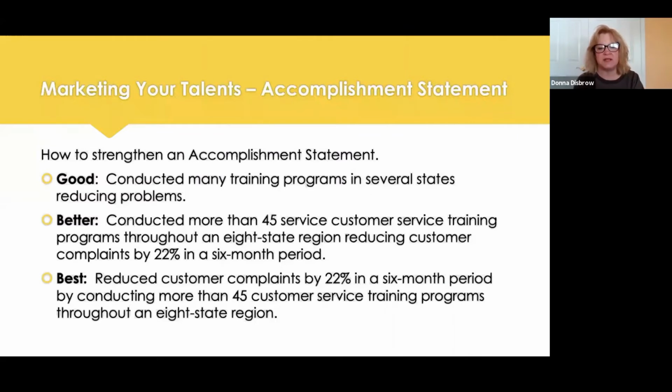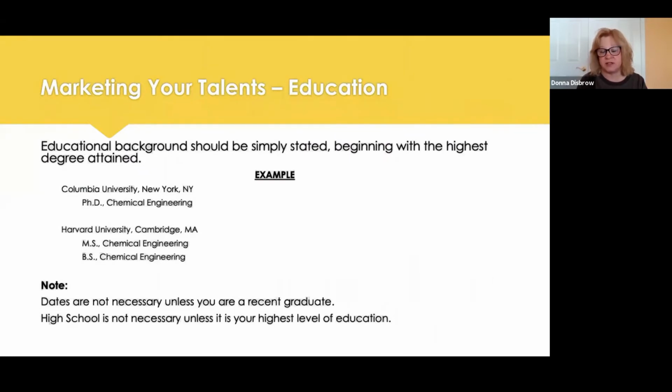It includes all the elements. But what it doesn't do is start off with what you accomplished. So if you flip that around and start with what people want to know, right? They want to know what you can do for them. It starts with reduced customer complaints by 22% in a 6-month period by conducting more than 45 customer service training programs throughout an 8-state region. So that's how you can take an accomplishment that's good and make it into the best one possible, which would be a great exercise.